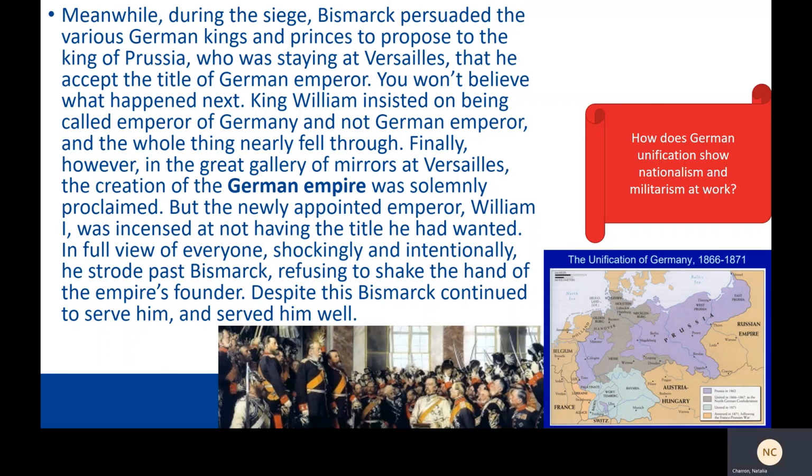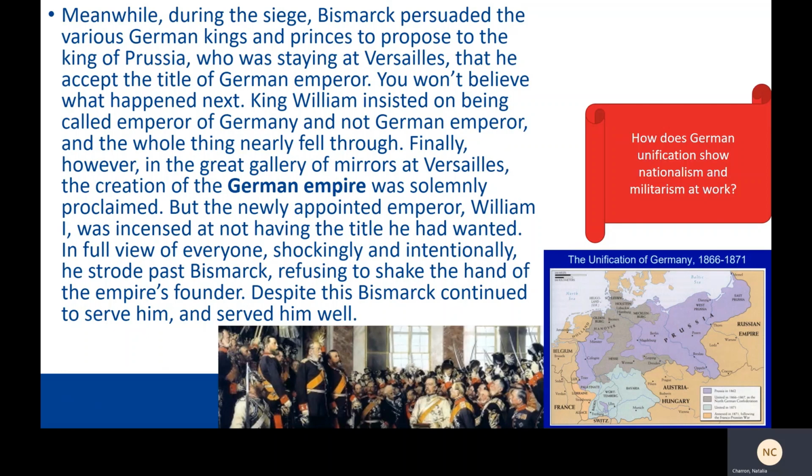Meanwhile, during the Prussian siege of Paris, Bismarck persuaded the various German kings and princes to propose to the King of Prussia, who was staying at Versailles in France, that he accept the title of German Emperor. You won't believe what happened next. King William insisted on being called Emperor of Germany and not German Emperor, and the whole thing nearly fell through.